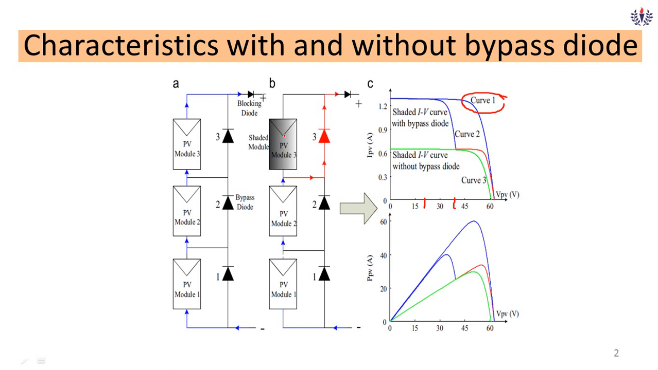So let us take a case without bypass diode. Only PV modules are connected alone in series. In this case, PV module 3, that is the PV panel receiving lower irradiation, will try to influence all the modules. Though your PV module 1 and PV module 2 have the ability to produce 10 ampere, because of this PV module 3, the entire string current is going to be 5 ampere.